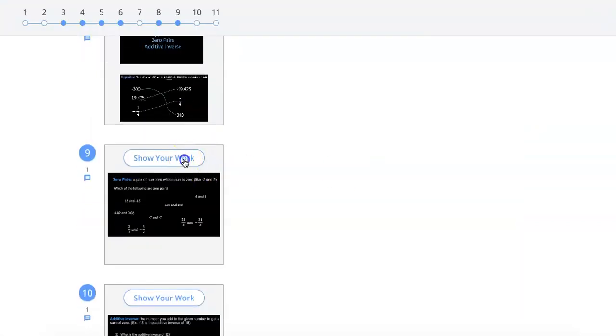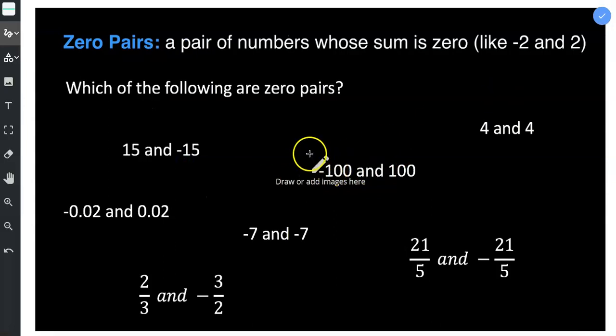Let's look at zero pairs. This is a very similar concept. Zero pairs. A pair of numbers whose sum is 0, like negative 2 and 2. Which of the following are zero pairs?